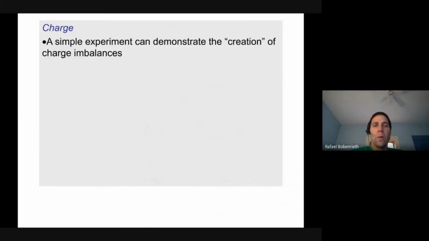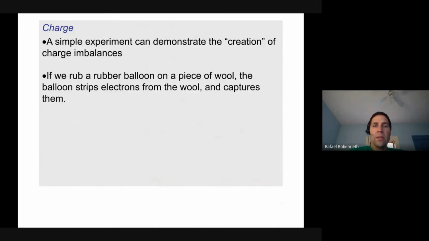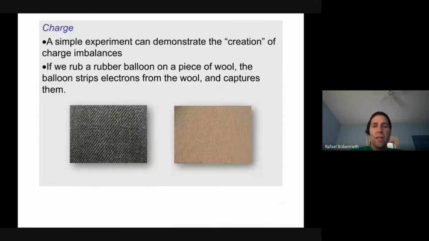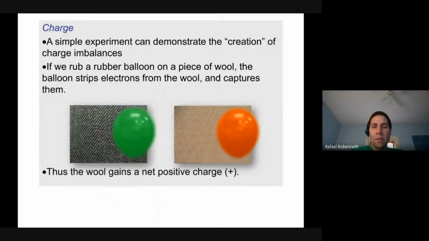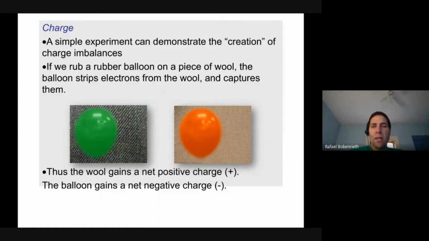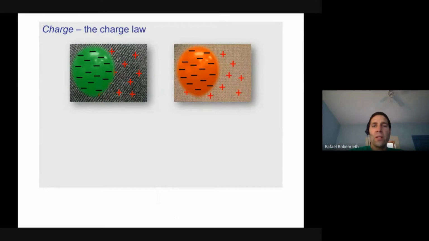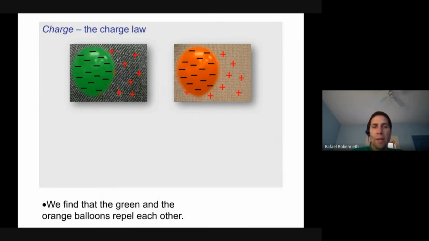A simple experiment we can use to demonstrate the creation of charge imbalances, and you've done this before as a kid at some point: you rub a balloon against your hair, against your clothing, whatever. When you do that, the wool gains positive charge, and the balloon gains an excess of negative charge. In other words, some electrons are transferred from the wool to the balloon.